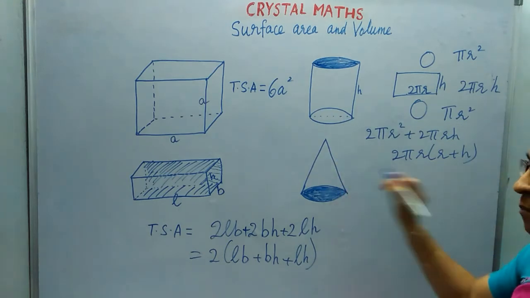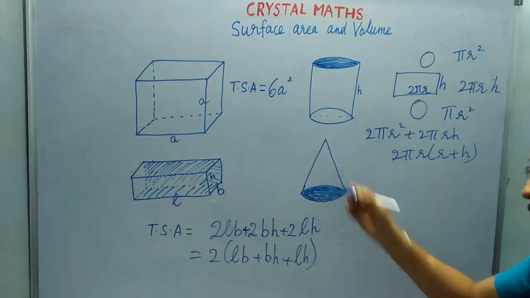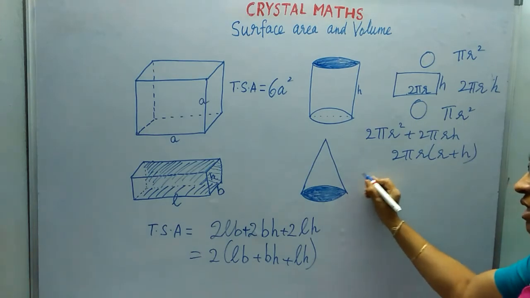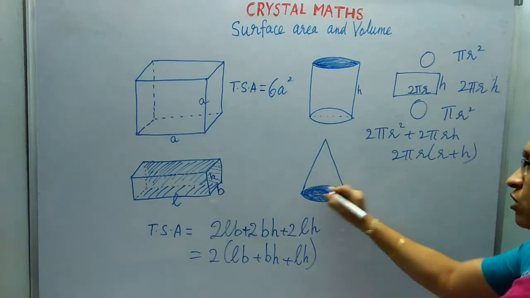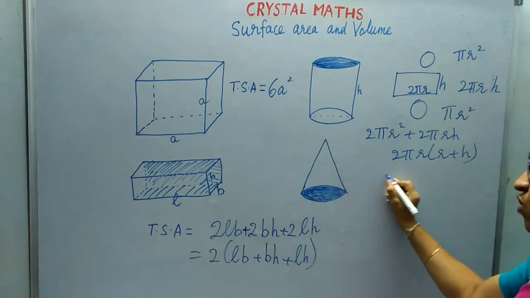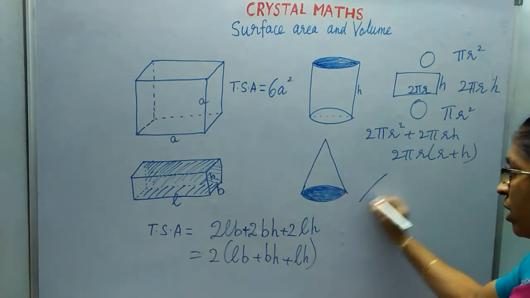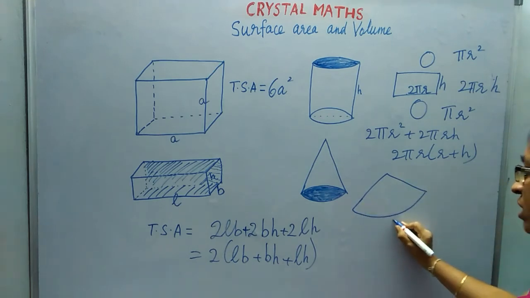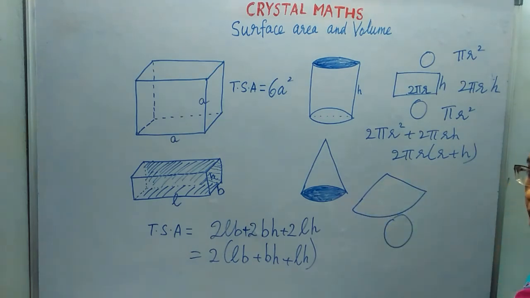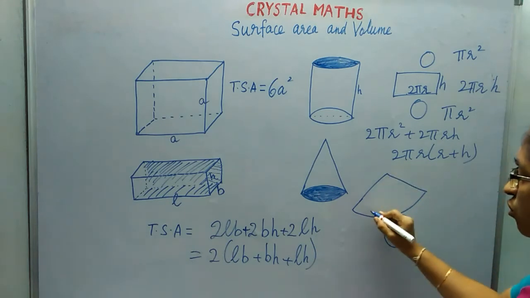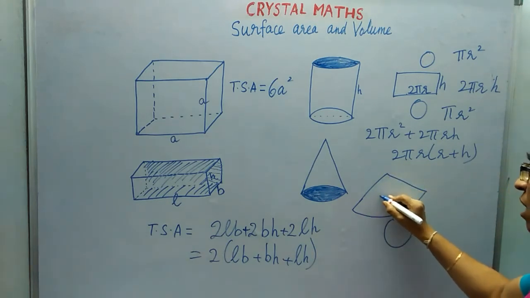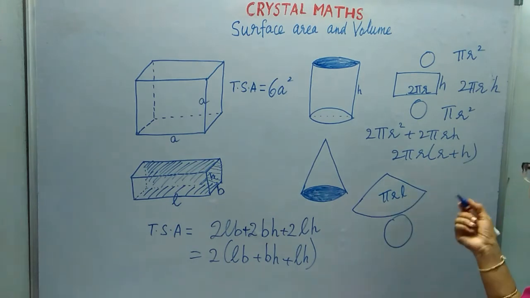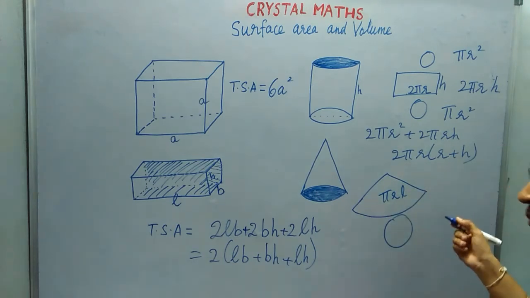Let us come back to the cone. Cone, we can remember that one. This is nothing but the curved, then the total surface area. If you cut and open this one, it will come like this, and then we will get one circular portion. The area of this portion is nothing but pi r l. We will come to know that one in a very detailed way later.